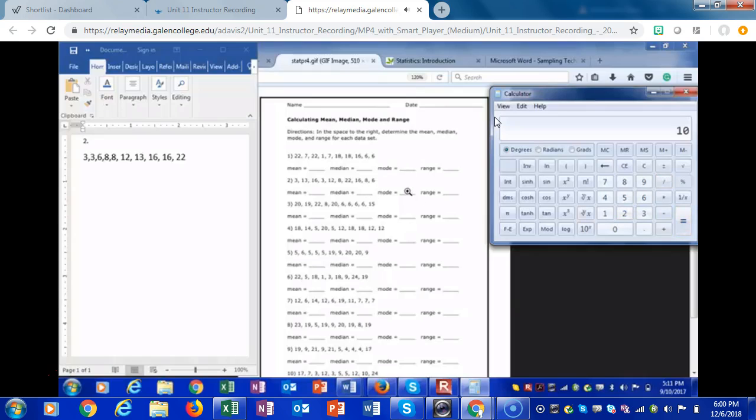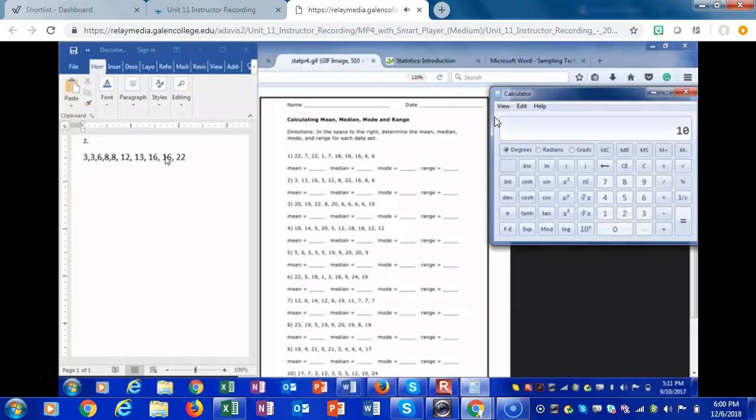Your mode, let's look here. We have 2 3s and 2 8s. Your mode, well, we also have 2 16s. I almost forgot about the 16s. Your mode in this case is 3, 8, and 16.